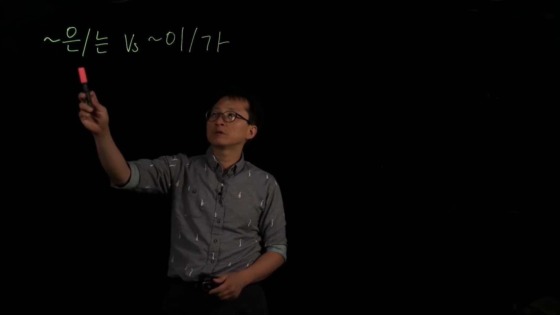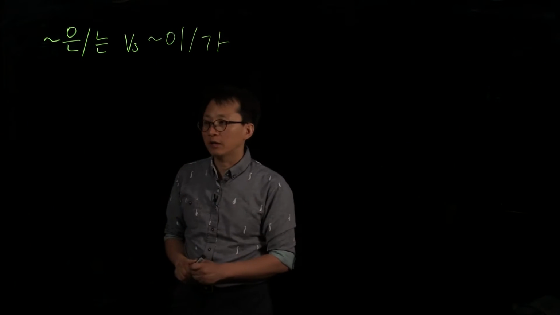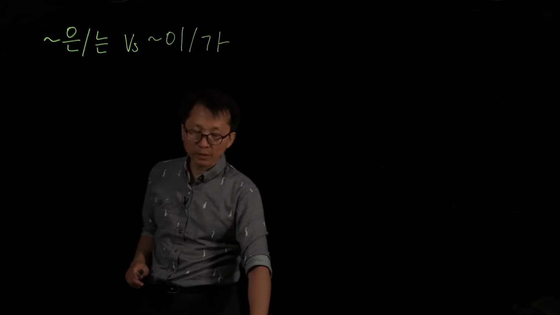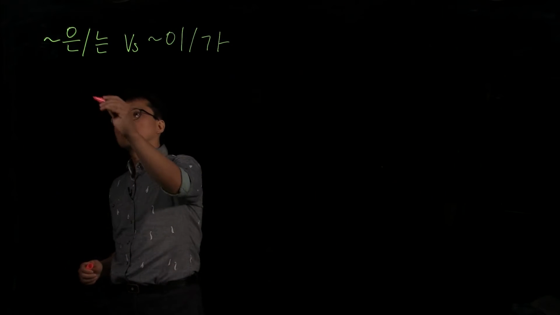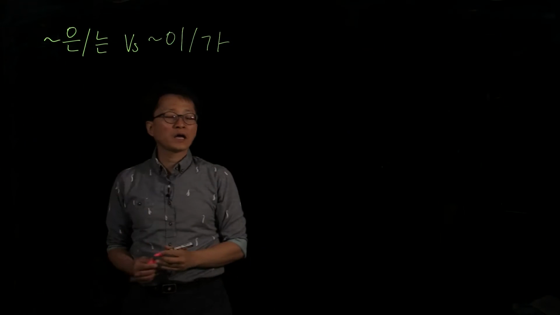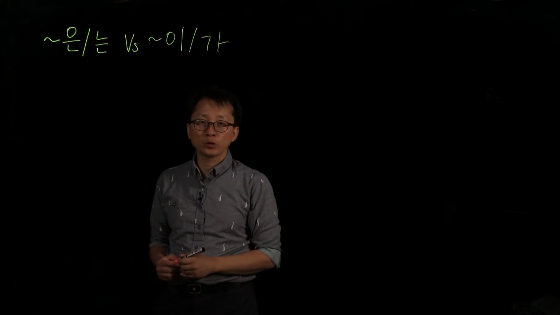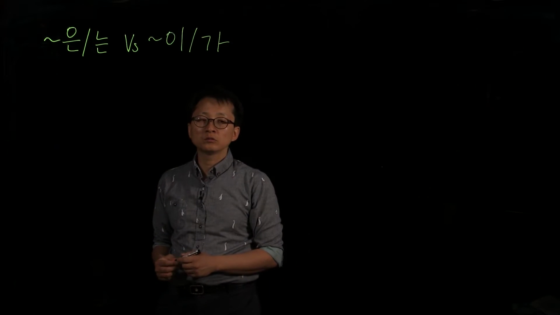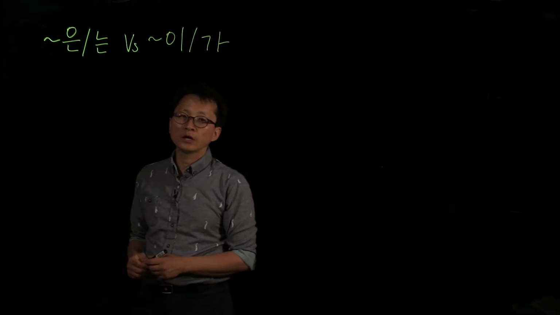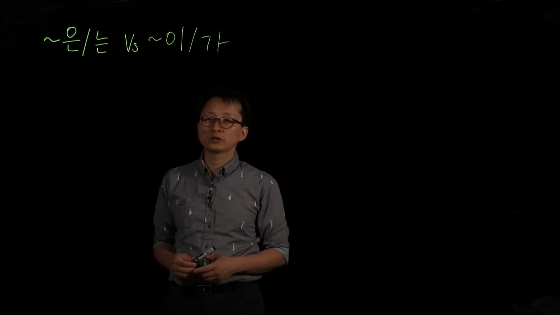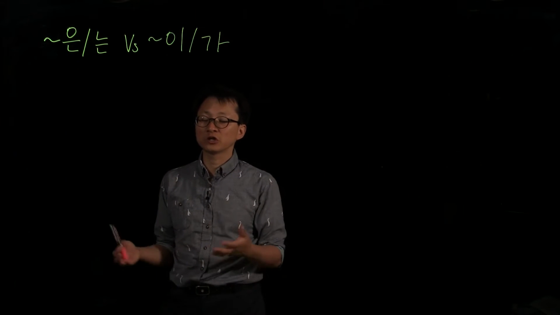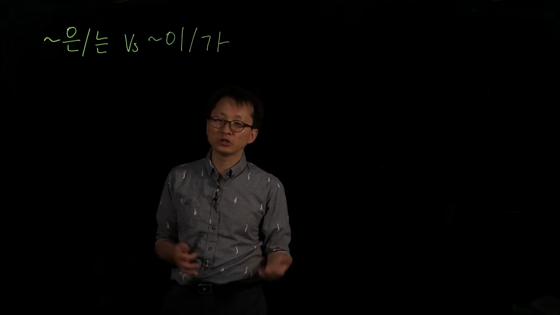In this session, I want to talk about the differences between 은, 는, and 이, 가. You must be familiar with 은, 는 by now. Do you remember a sentence like 저는 한국 사람이에요, or 저는 1학년이에요? When you talk about yourself, you use 저는. You start a sentence with 저는.